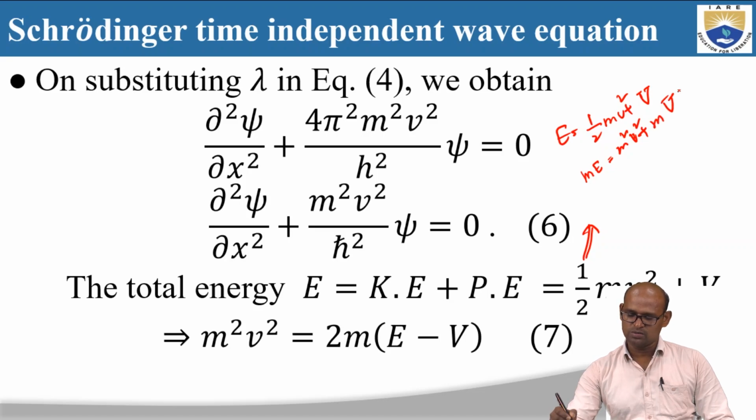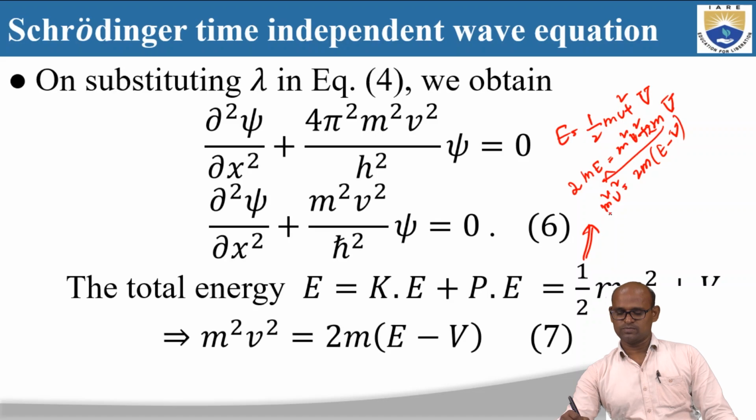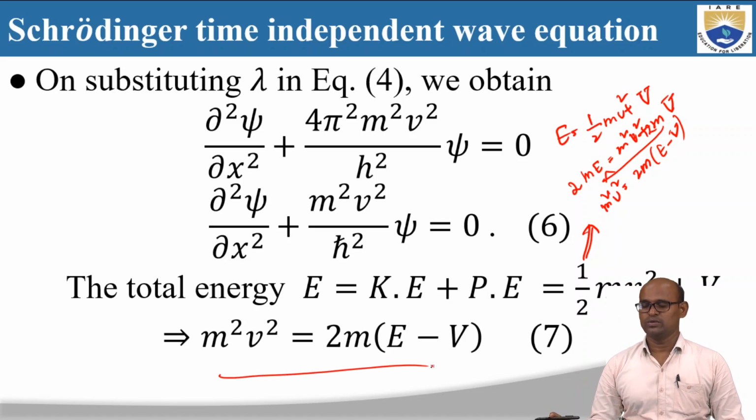m into V, so this is potential. So the m will go this side and m will also come here. Now m square V square will be equal to 2m(E minus V), because I am going to take this term to this side. So E will be minus. So that will be m square V square equal to 2m into (E minus V).